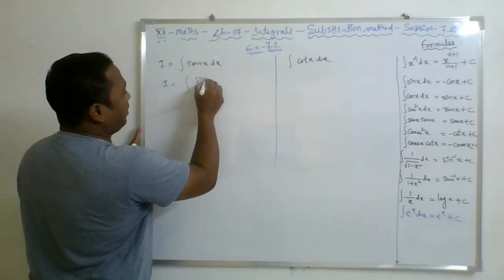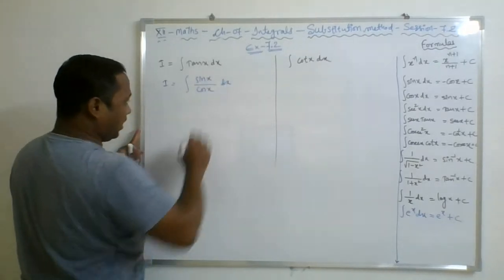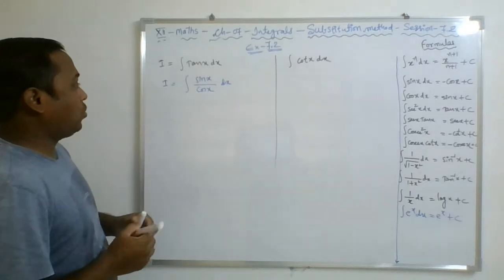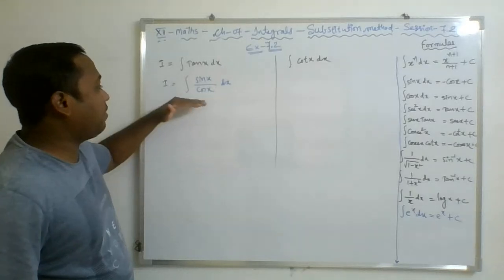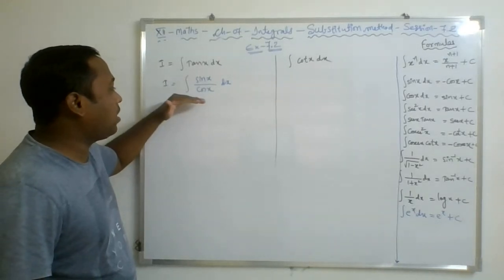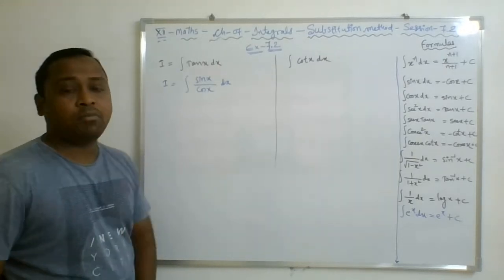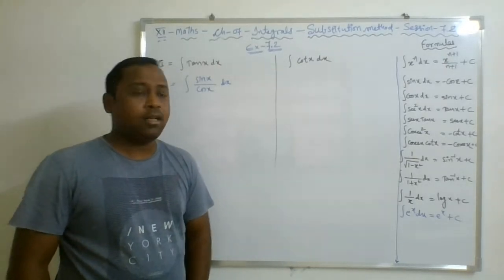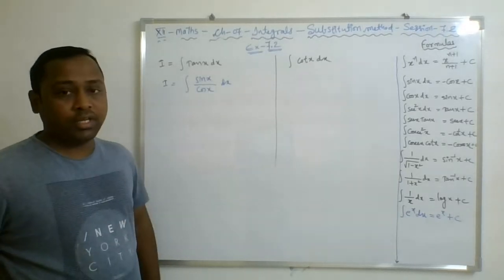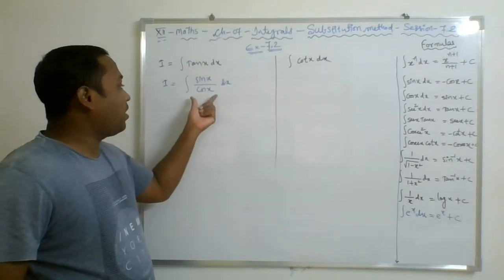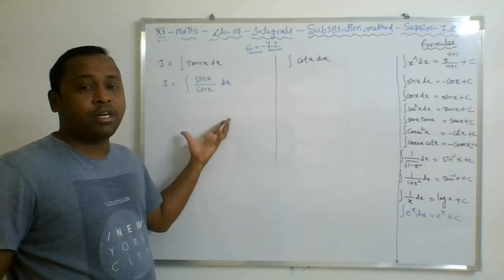Tan x can be written as sin x upon cos x, and dx. So simple. Here the derivative of sin x is available as cos x, and the differentiation of cos x is available as minus sin x. So both ways you can go, but again the question is better to take cos x equal to t. Automatically it is converted into standard form.